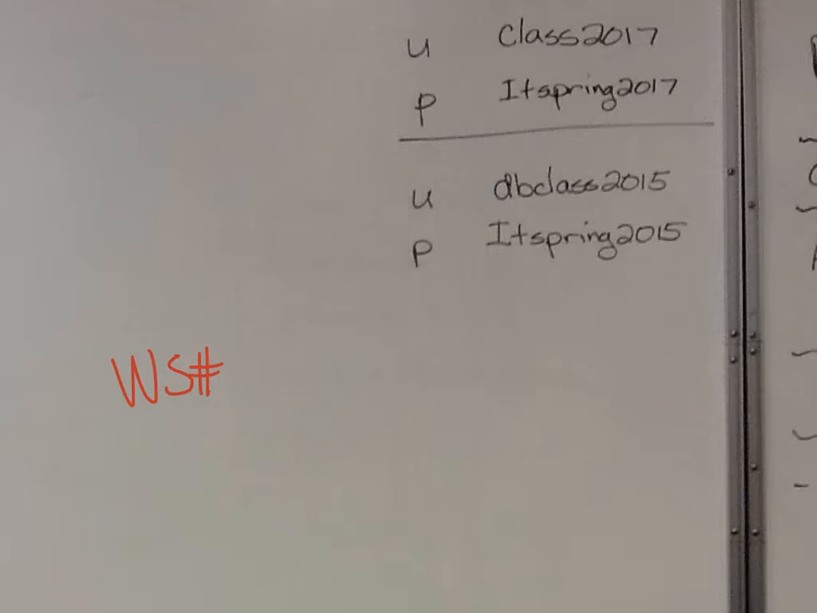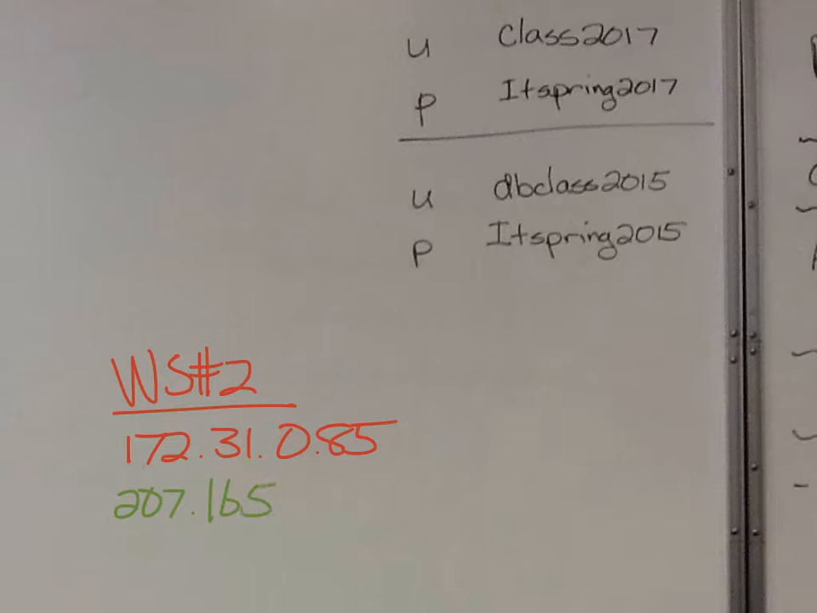Work server number 2, 172.31.0.85 or 207.165.226.185. It's a public address. We talked about a user, class 2017, password IT Spring 2017. Another example you could use there, password Spring 2015.